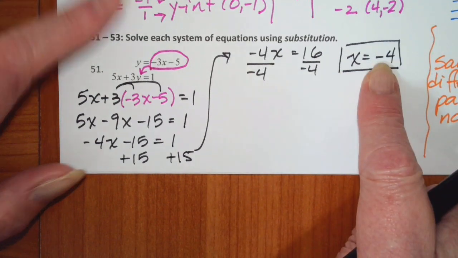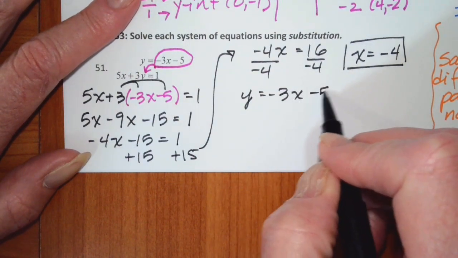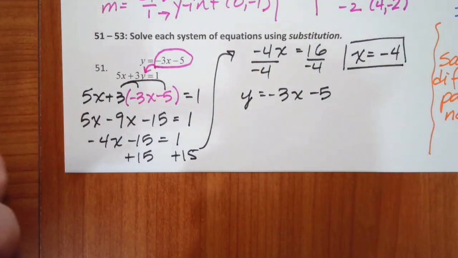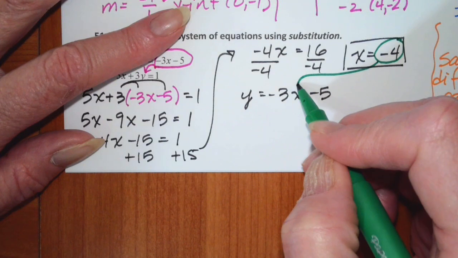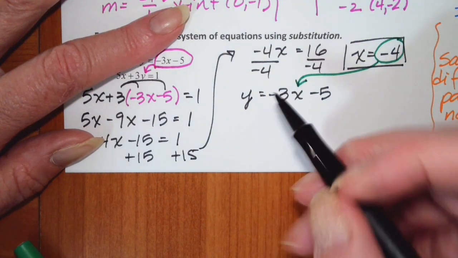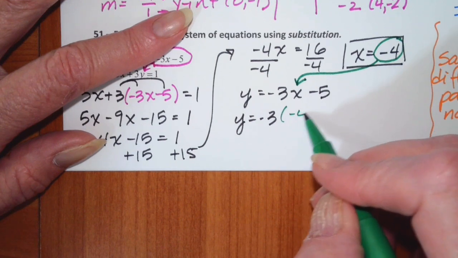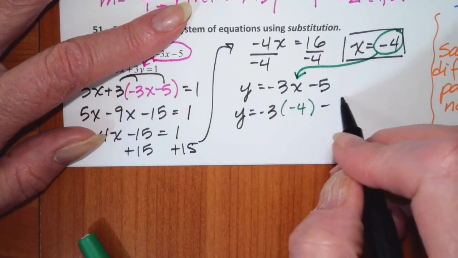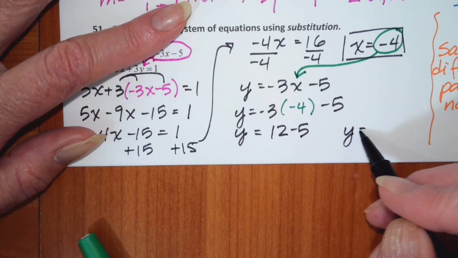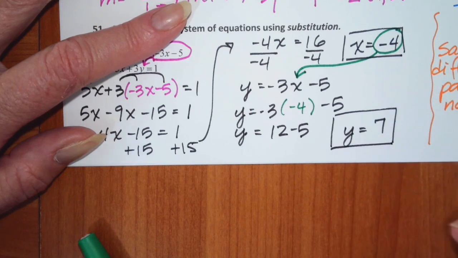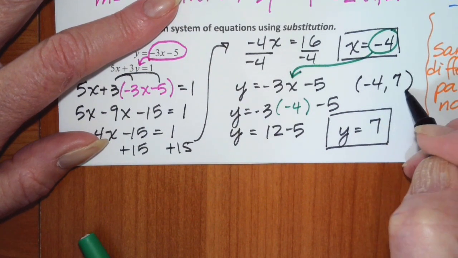Okay, so now I'm going to take this value and plug it into one of the equations. So I'm going to choose y is equal to -3x minus 5. And I will take the value of x that we just found and put it in here for x. So y is equal to -3 times -4 minus 5. So that gives us 12 minus 5, which tells us that y is 7. And if you're asked to write it as an ordered pair, it would be -4, 7.